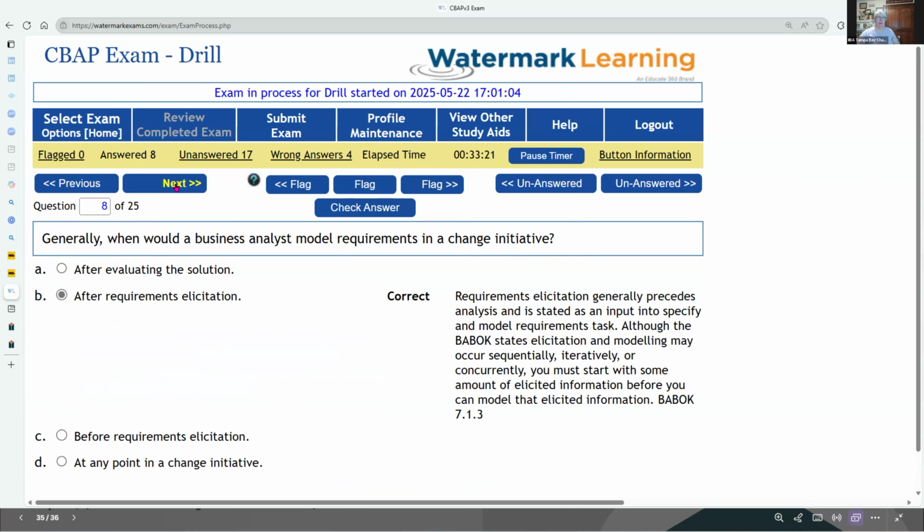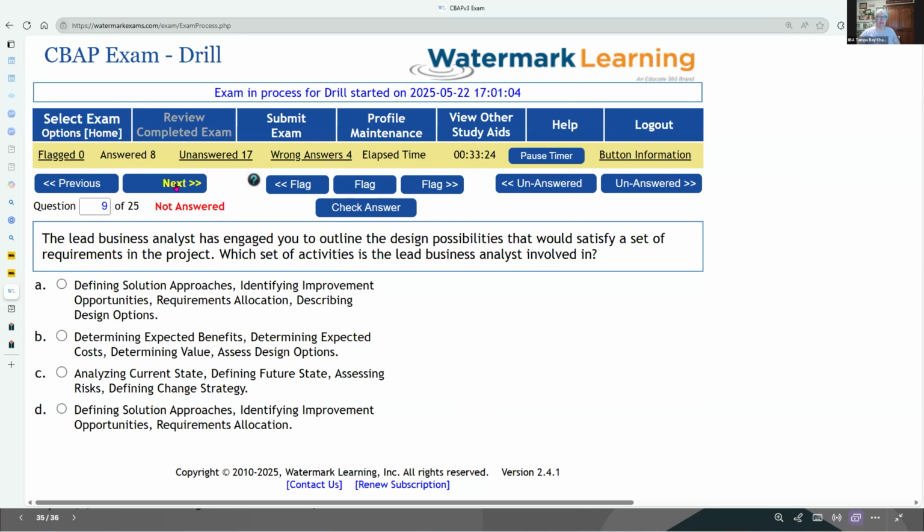Thank you. The lead BA has engaged you to outline the design possibilities that would satisfy a set of requirements in a project. Which set of activities is the lead analyst involved in? So you want to outline the design possibilities that would satisfy a set of requirements. What task is that?